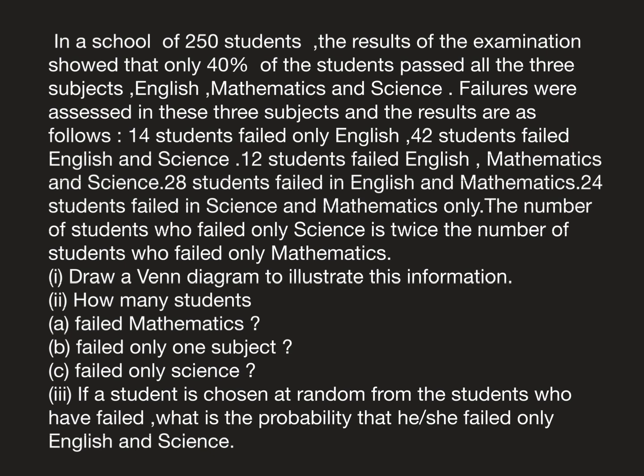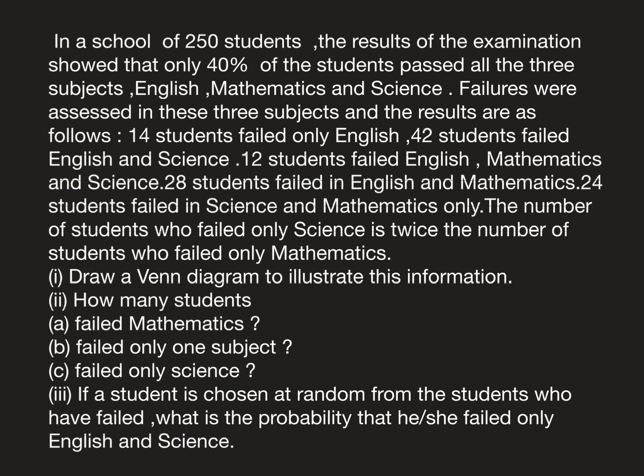Question 1. Draw a Venn diagram to illustrate this information. Question 2. How many students A. failed mathematics, B. failed only one subject, and C. failed only science? Question 3. If a student is chosen at random from the students who have failed, what is the probability that he or she failed only English and science?